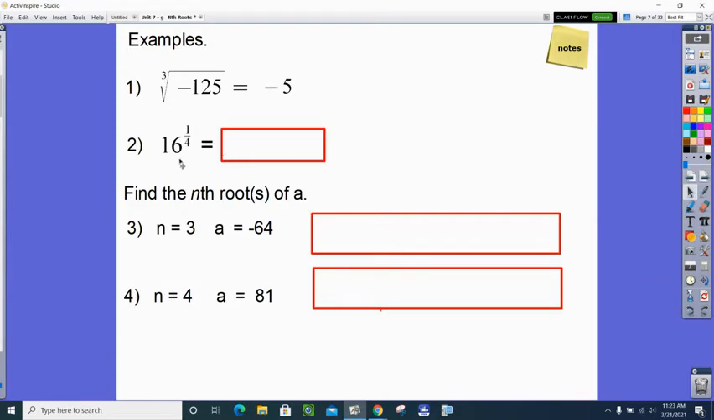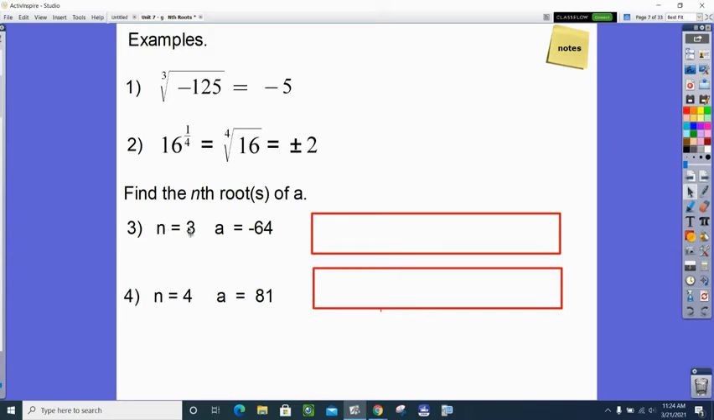Okay, so let's start talking about how to switch these around. This, I don't know what to do with this right now. So let's make it a root. Let's make it the fourth root of 16 to the first, right? So now it's an even root of a positive. I expect to get two answers right now. So what number to the fourth power gives me 16? And it will be the positive and the negative. This is another way to ask the same question.